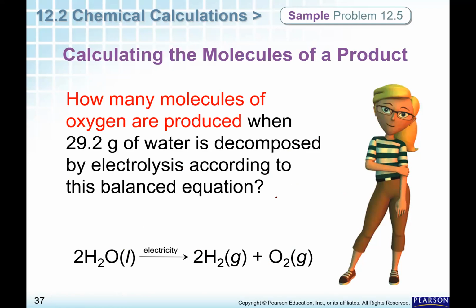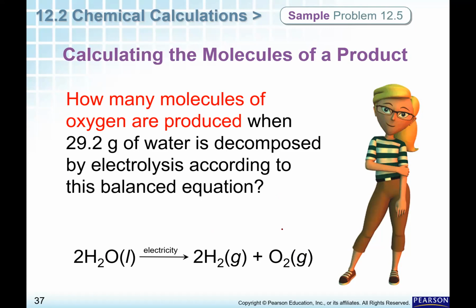All right, calculating the number of molecules. This question came up since she asked about Avogadro's number. What do you think about working with me on this one? Is that fine? No, you will do it, inshallah. How many molecules of oxygen are produced when 29.2 grams of water is decomposed by electrolysis according to the balanced equation?